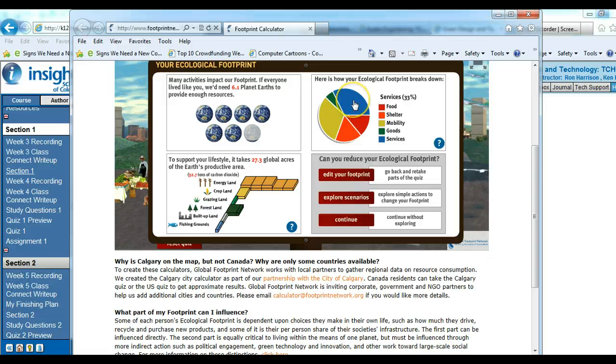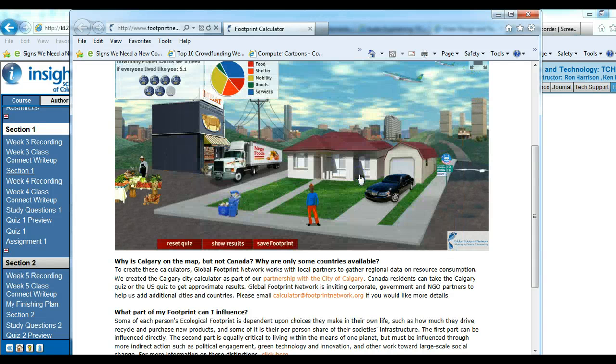Look over here, my services are the most. That's the airplane thing. So I bet if I went back and changed that, because look, the energy use is my biggest thing. So if I went back and changed my airplane travel, that would make a huge difference. So let's see if I can retake it.